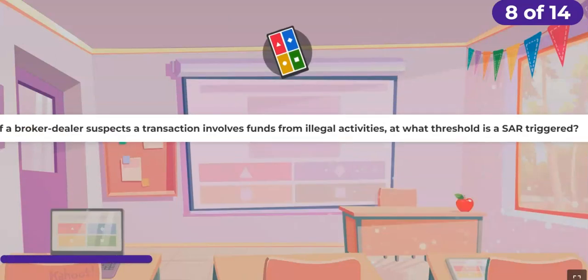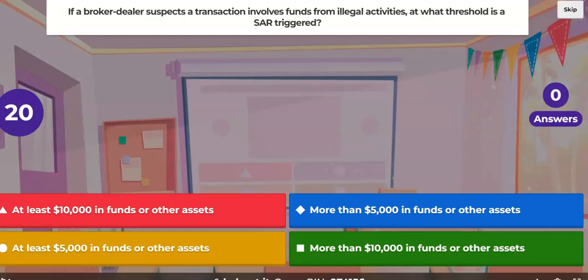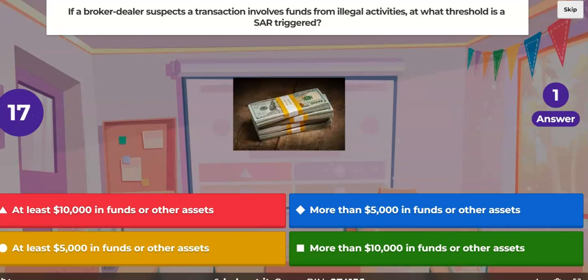If a broker-dealer suspects a transaction involves funds from illegal activities, at what threshold is an SAR triggered? A. At least $10,000 in funds or other assets. B. More than $5,000 in funds or other assets. C. At least $5,000 in funds or other assets. Or D. More than $10,000 in funds or assets.